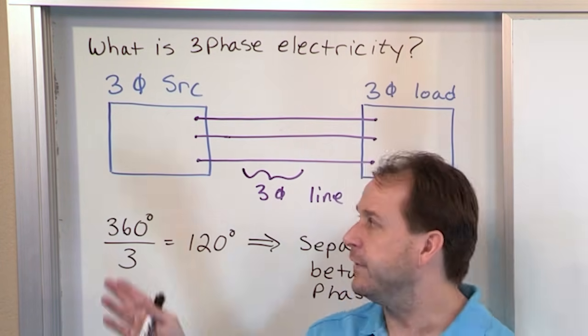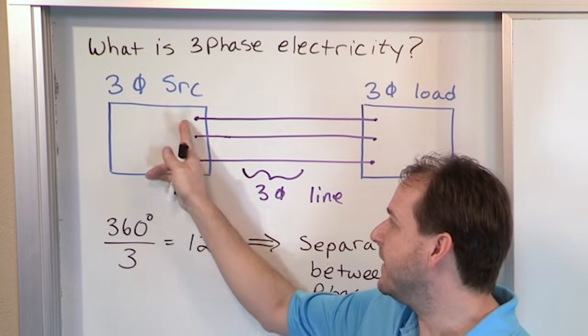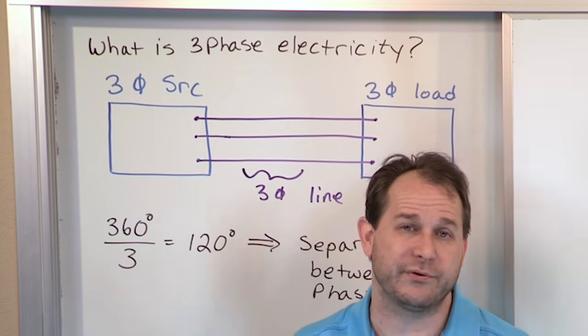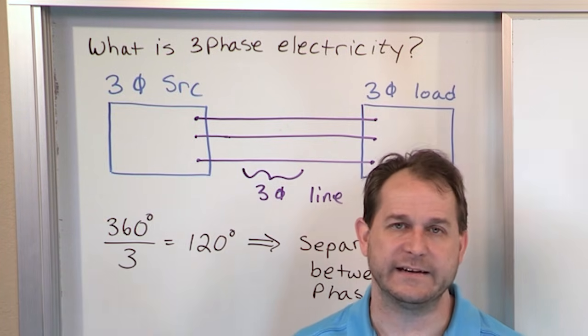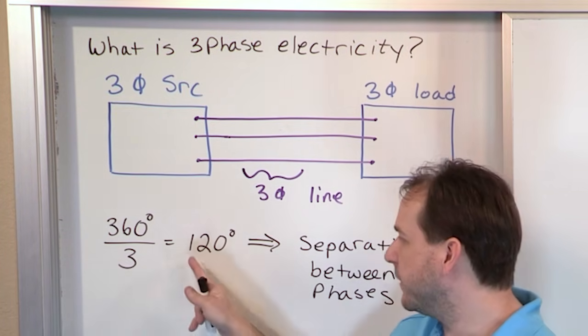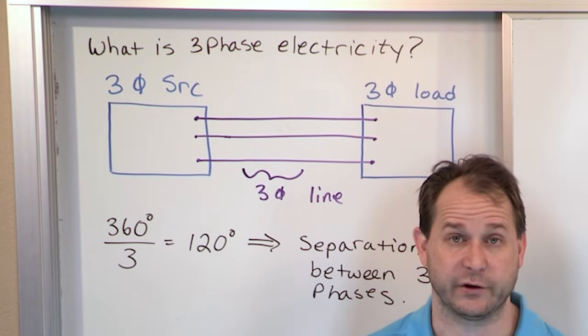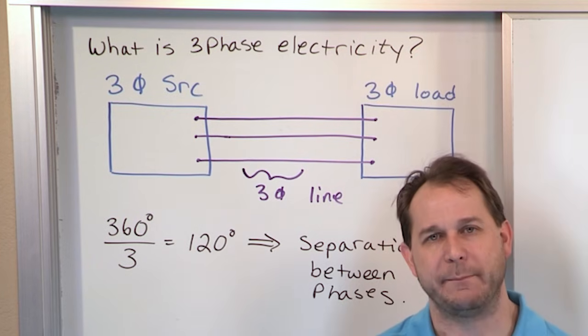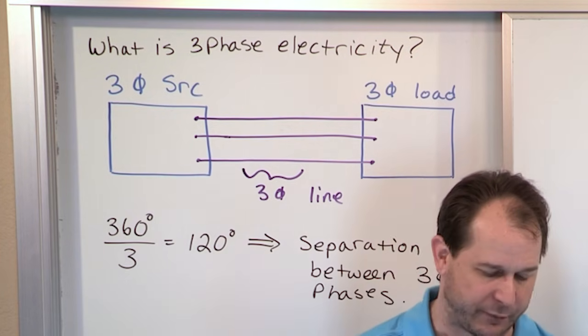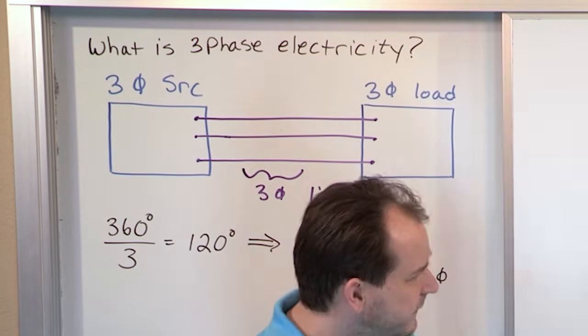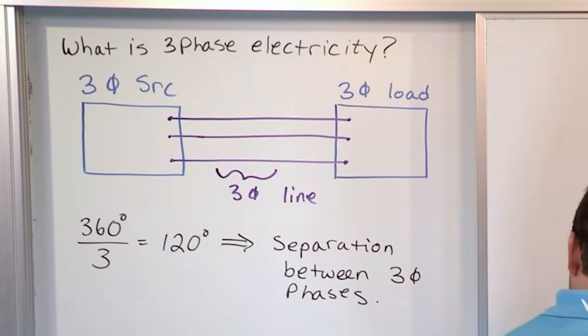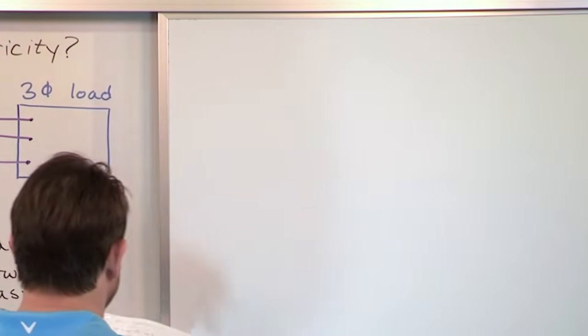I guess you could have a three-phase source that is unbalanced in the phase angles, but in practice we don't ever use that, at least not for typical applications. We're almost always talking about balanced three-phase circuits where the phases are separated by 120 degrees with respect to one another. So let's go over here and illustrate that a little bit more.